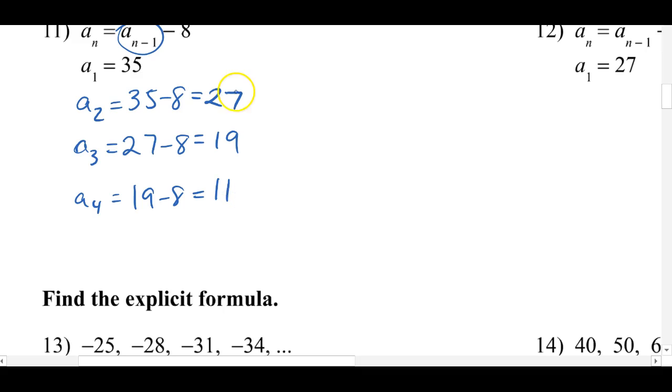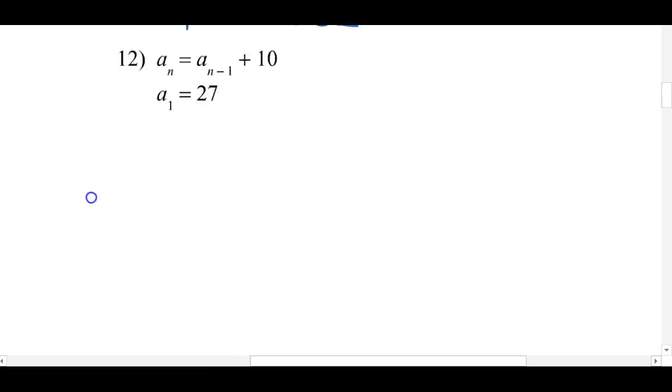Or you can simply just realize, okay, well, I'm subtracting 8 every time, so it's going to be this minus 8, then 27 minus 8, then this minus 8, then this minus 8. Okay, you can follow that pattern as well. Okay, this one's going to be the same one.